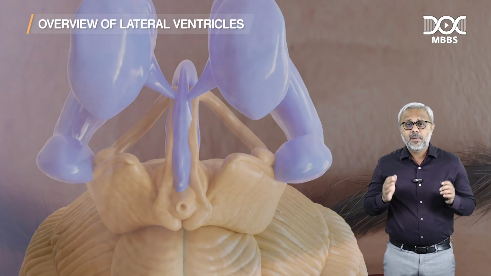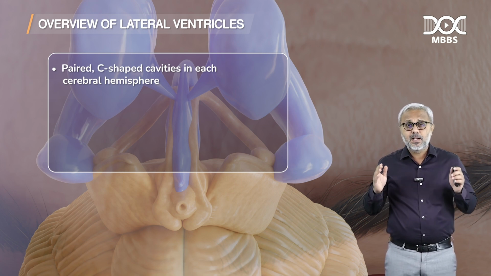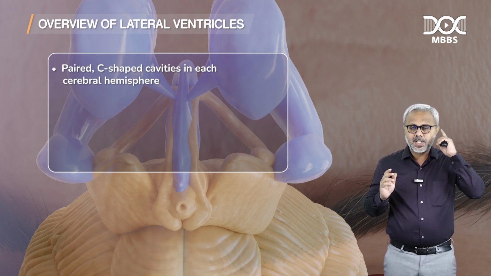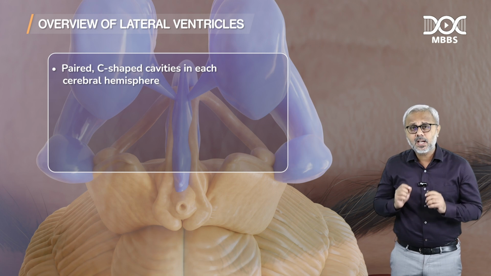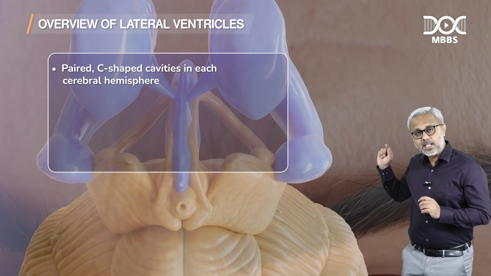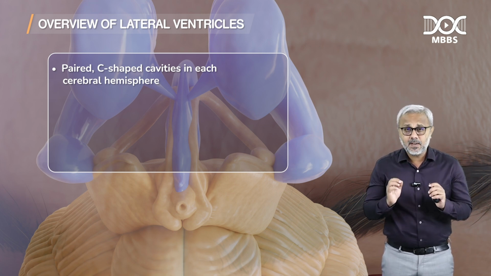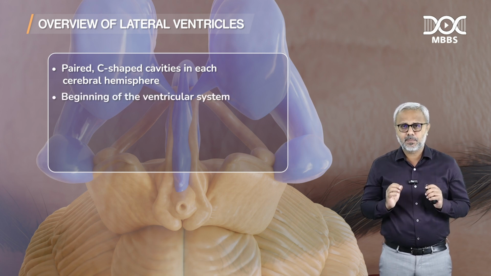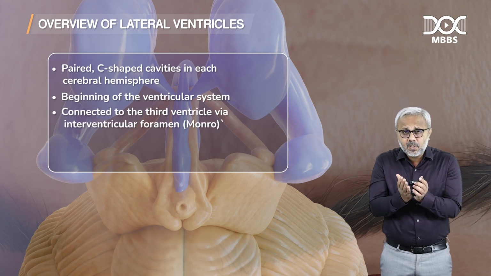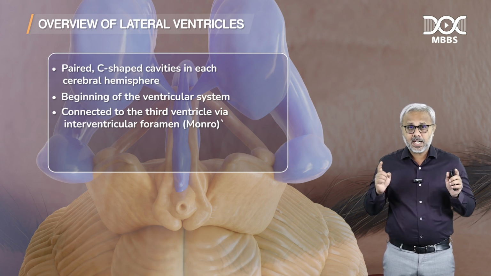Lateral ventricles are paired C-shaped cavities. So the first thing we need to understand here is that lateral ventricles are paired structures. One lateral ventricle is present in the right cerebral hemisphere and one is present in the left cerebral hemisphere. These are C-shaped cavities, as we can see, which are located within each cerebral hemisphere. Lateral ventricles mark the beginning of the ventricular system of the brain. These two lateral ventricles are connected by the interventricular foramen of Monro with the third ventricle, which is a median chamber. So lateral ventricles are paired.